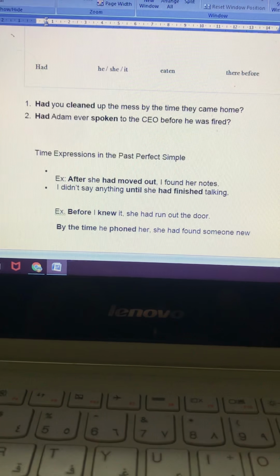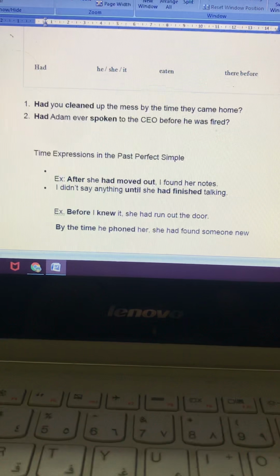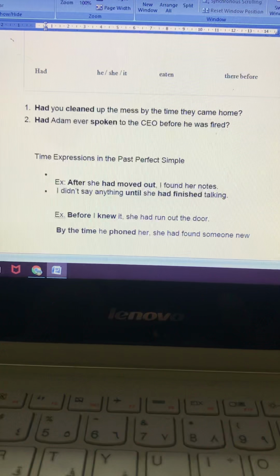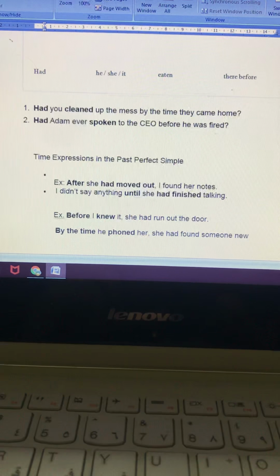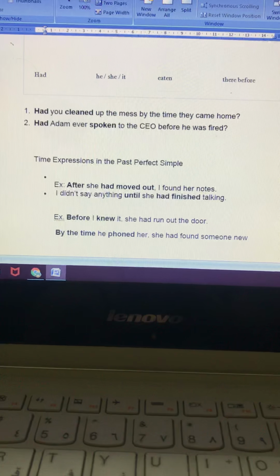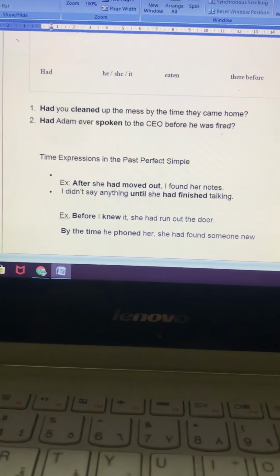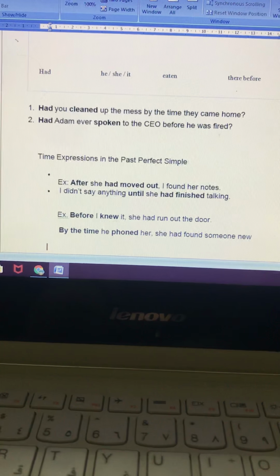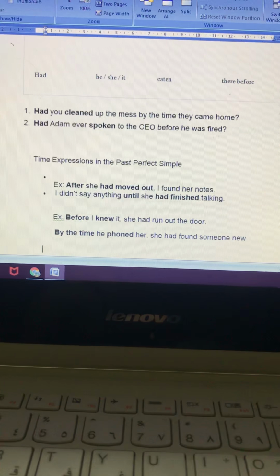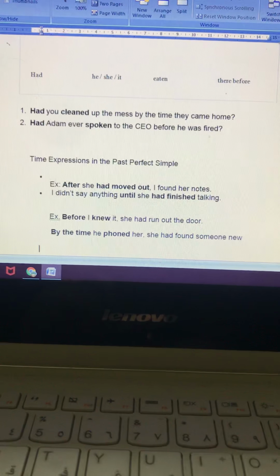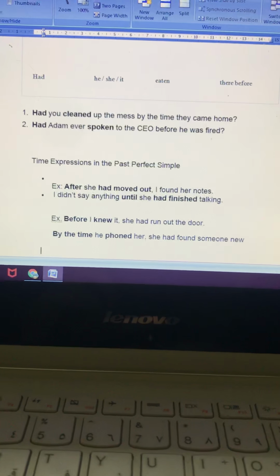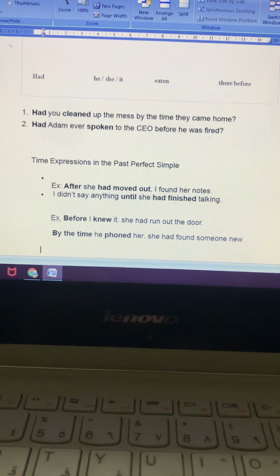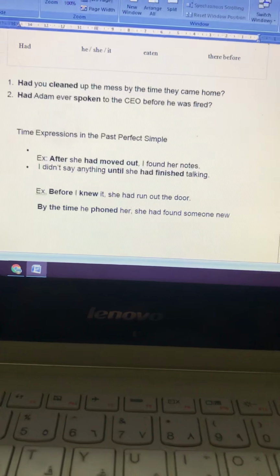The most common of these keywords are after and before. You need to put the past perfect after, and the opposite with before always followed by the simple past, and in the other part of the sentence you need to put the past perfect, the other way around with after. I think this is all for today.